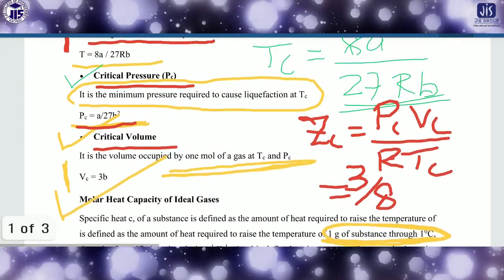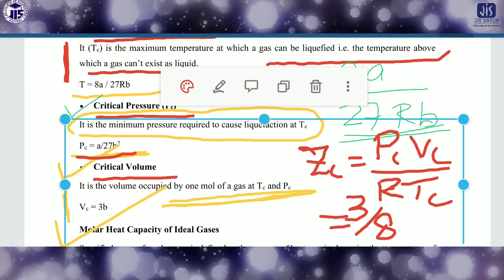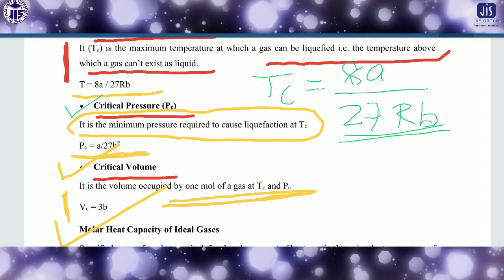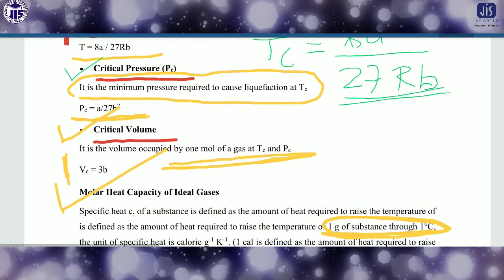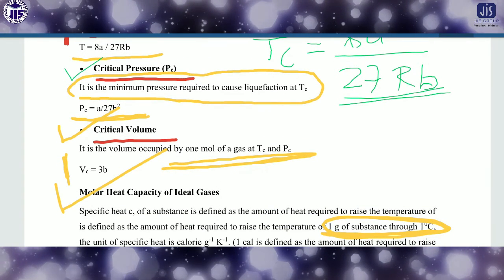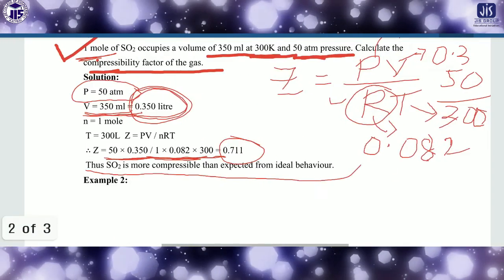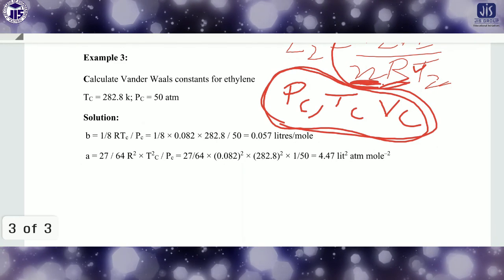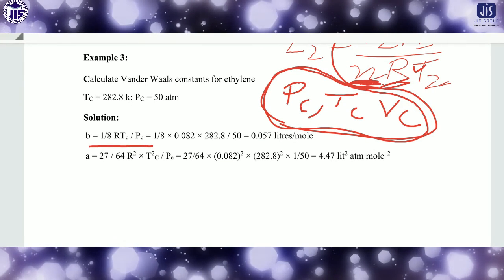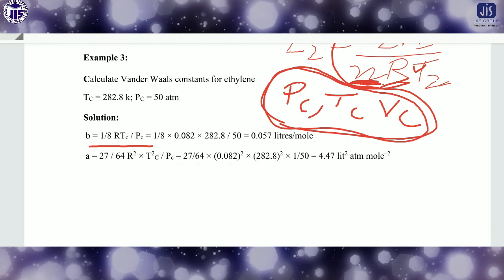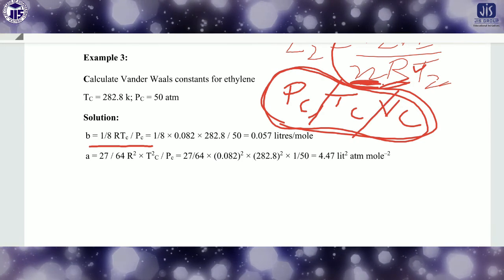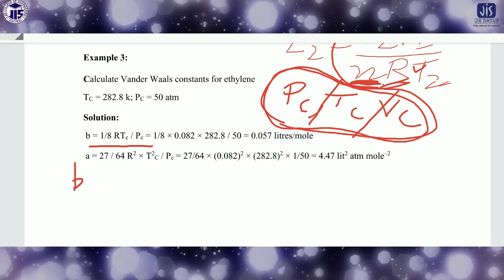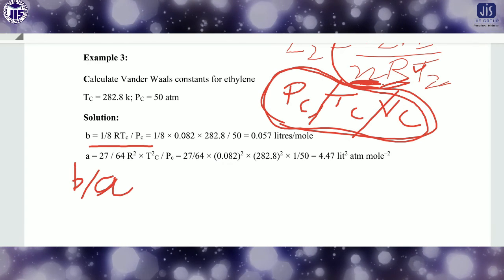So look here, in this case TC equals 8a by 27Rb, PC equals a by 27b squared, and VC equals 3b. These three values you have to keep in mind. Then you can calculate by putting in values one by one, like b equals 1 by 8 R TC divided by PC. In this way you can find either PC by TC or VC by TC, so that you can get one value, either a or b.